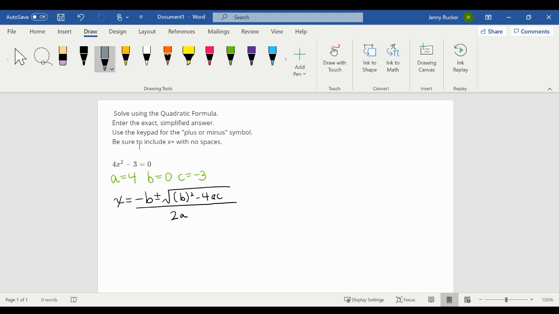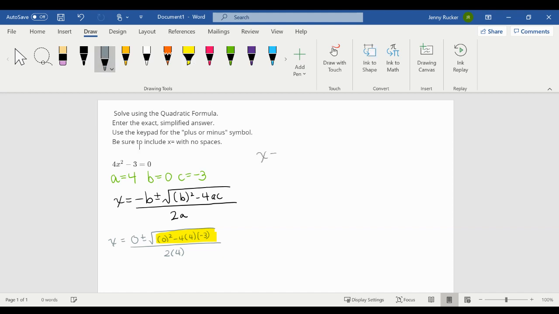So let's do substitution. We'll do x equals the opposite of b, which would be 0, plus or minus the square root of 0 squared minus 4 times -3, all over 2 times 4. Now we need to simplify under the radical. This is the radicand, or the discriminant. So we'll simplify this part of it.